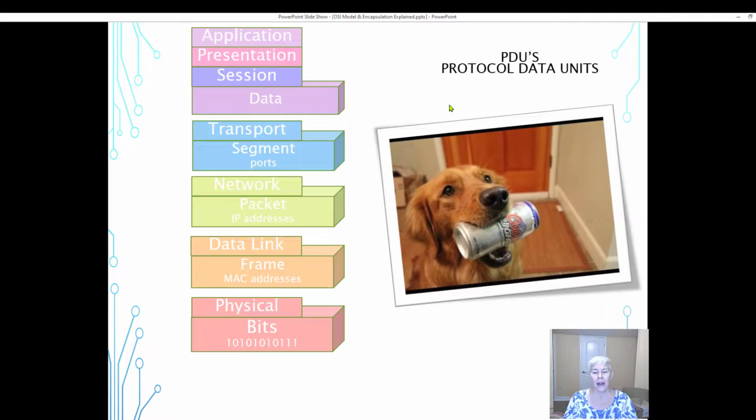Now, a mnemonic that I use to remember the PDUs is: don't send pets for beer. Don't send pets for beer. Or you may prefer to remember it as do send pets for beer.